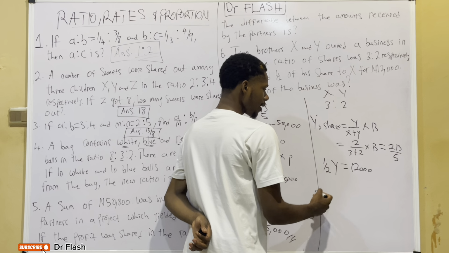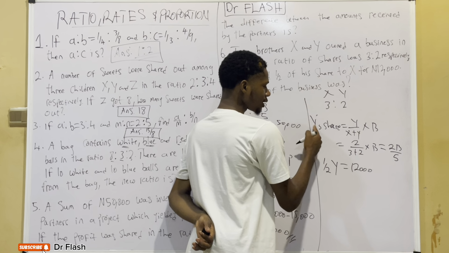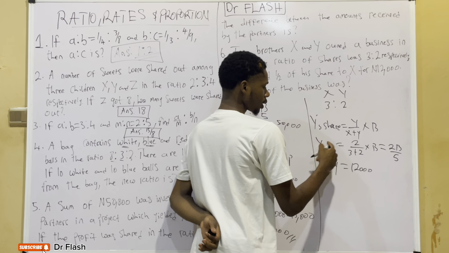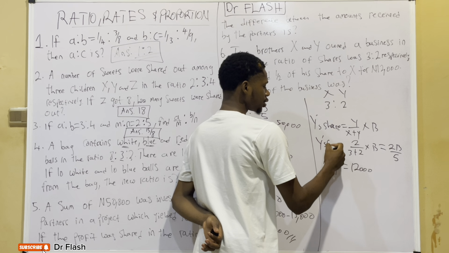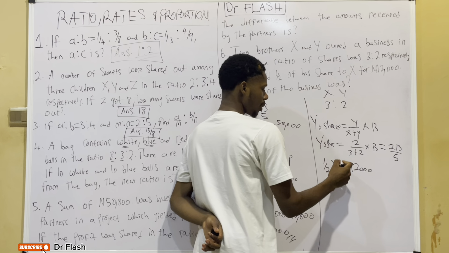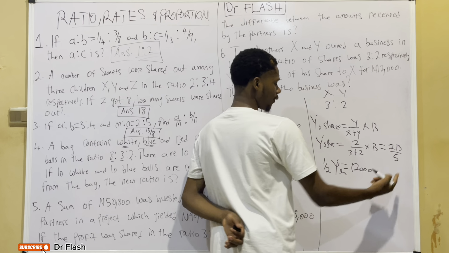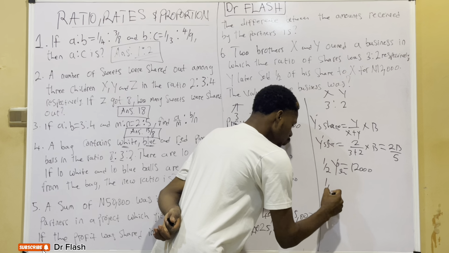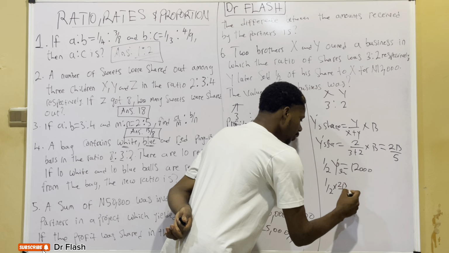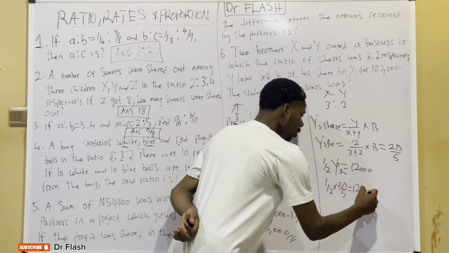Okay, so from here we can put in Y's share. This is Y's share. We can put in Y's share in here. Remember, this is also Y's share. Y's share was 2B over 5. So we can put it in here. I'm going to get 1/2 times 2B over 5 is equal to 12,000 naira.